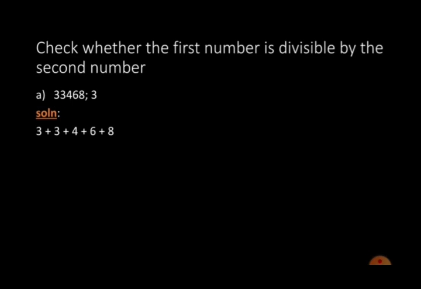3 plus 3, 6. 6 plus 4, 10. 10 plus 6, 16. 16 plus 8, 24. 24 is divisible by 3. 3 8s are 24. Therefore, what we can say, 33,468 is divisible by 3. The first number is divisible by the second number.